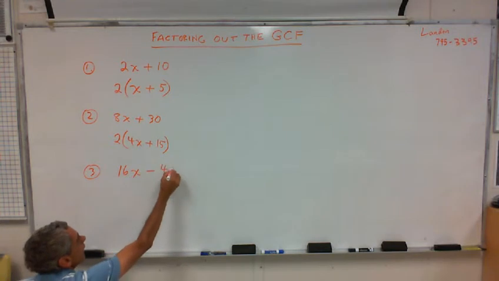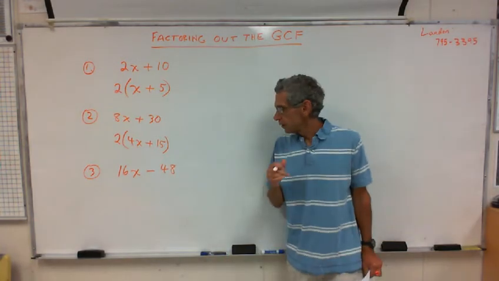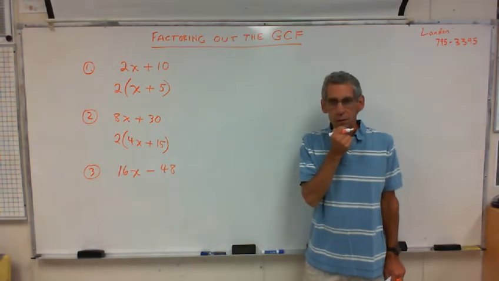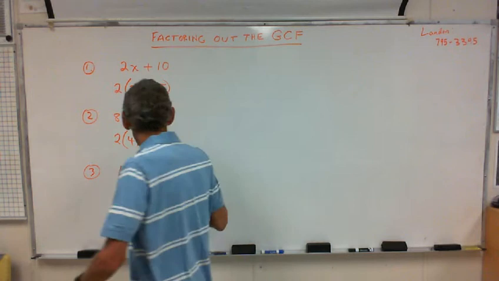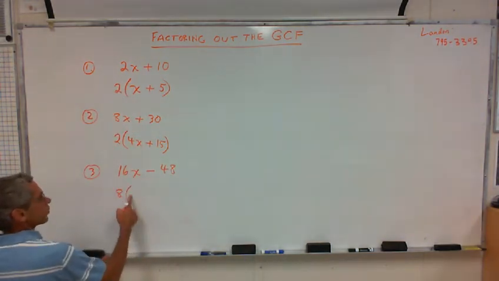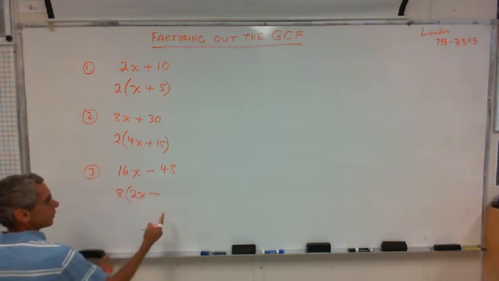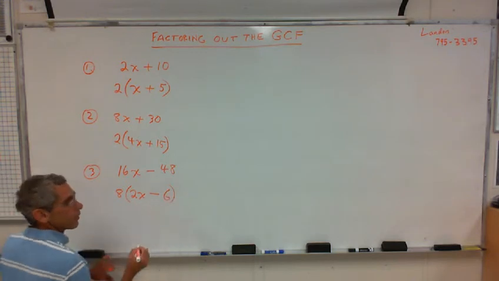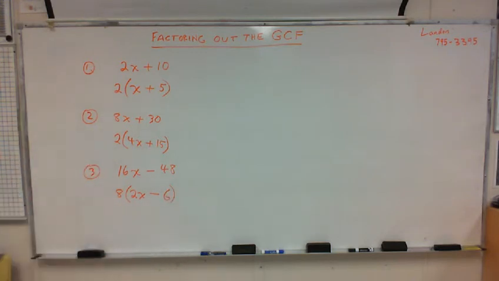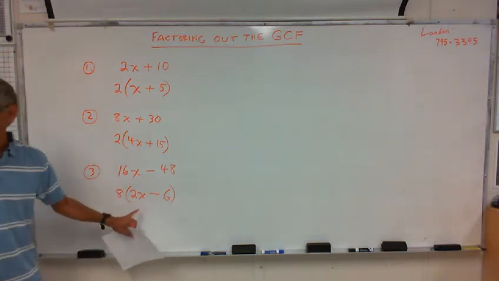All right, so how about this one? 16x minus 48. What would you do there? What is my greatest common factor there? 8. Okay, let's try 8. So we got 8, parentheses. 8 times what is 16x? 2x. All right, minus 8 times what is 48? 6. Okay, am I done? Look at the numbers inside the parentheses. Are there any other numbers that go into both?